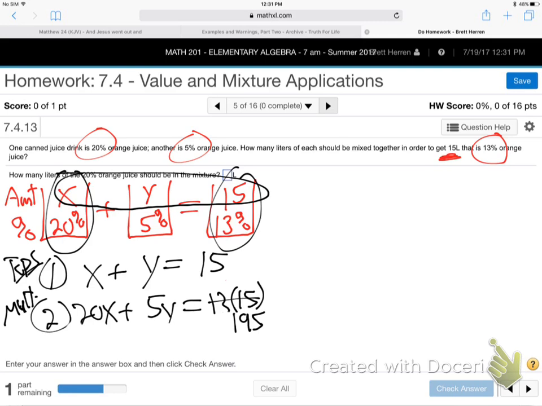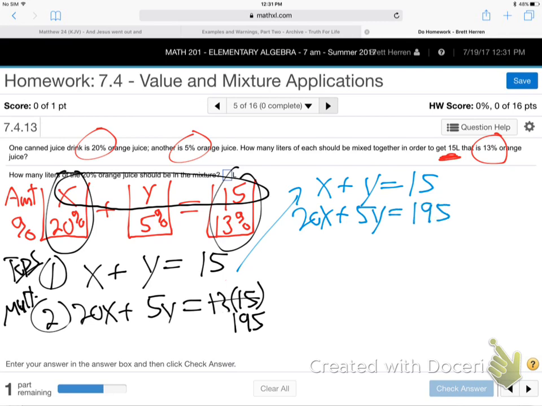There we go. So now we solve it. Let me bring it up here. So we have x plus y is 15, 20x plus 5y is 195. Now, how do we solve that equation? Same way. What are you going to do? Make the fronts opposites, right? So what am I going to multiply the top equation by? Negative 20. You can do negative 5.